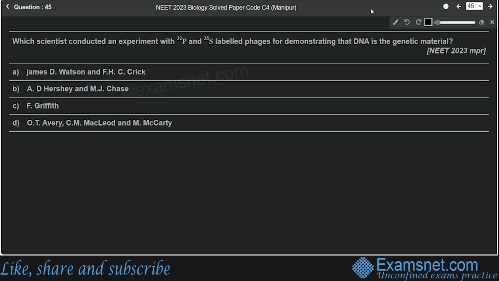Question number 45 is again from the chapter Molecular Basis of Inheritance, and the question is, which scientist conducted an experiment with phosphorus 32 and sulfur 35 labeled phages for demonstrating that DNA is the genetic material? Okay, so this is a very easy and direct question. We know that this experiment was conducted by two scientists. First one is A.D. Hershey and the second one is M.J. Chase. So option B will be the correct answer.